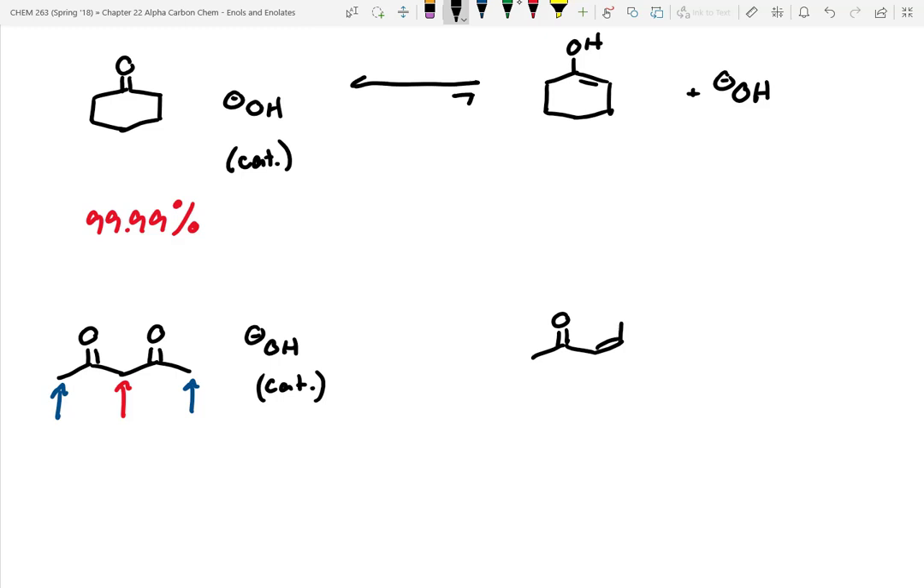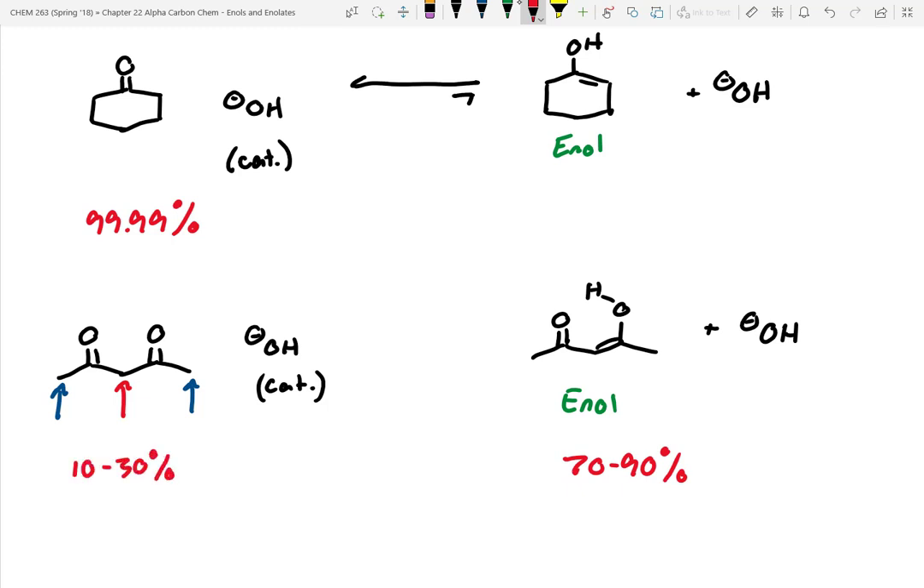Doesn't really matter which side you show the double bond at. So I just chose to show the double bond on the right-hand side, and now we've got our enol here, just like our enol up here. And just like before, we're going to regenerate our hydroxide. However, this time, if you do this experiment and you look at it with NMR, you've got 70 to 90% enol and only 10 to 30% of your starting material. So this one, the products are more favored than the starting material.